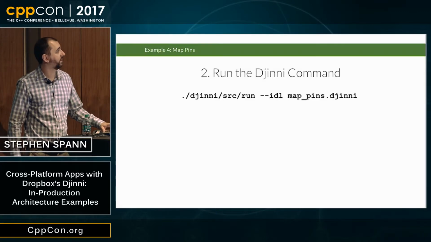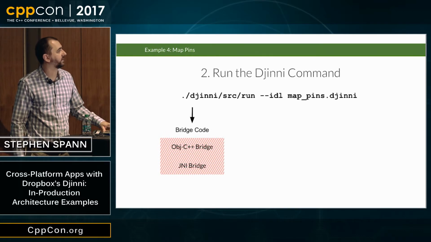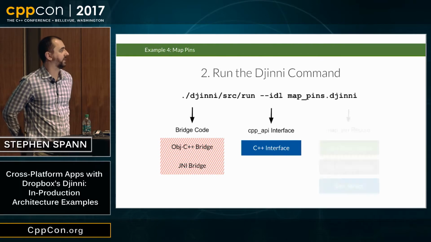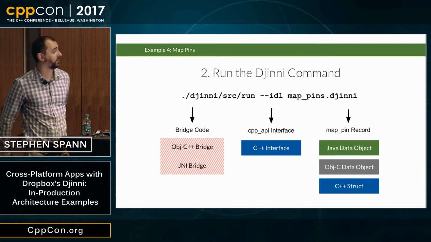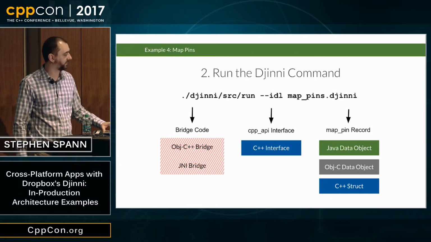Run our command, bridge code, tuck it away, never look at it. Our C++ API, which you have to implement, and then our different data objects. So C++ is going to be a structure, or a struct, and Java and Objective-C are both going to give us objects, which we can handle just like any other data objects on those platforms.